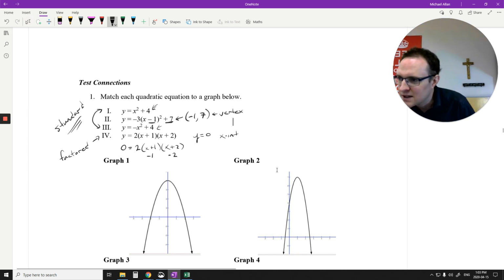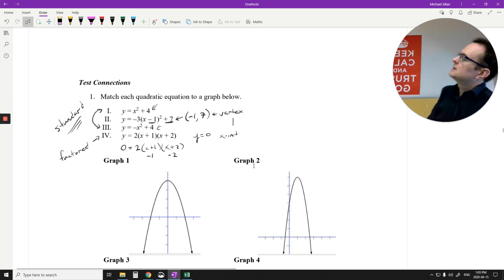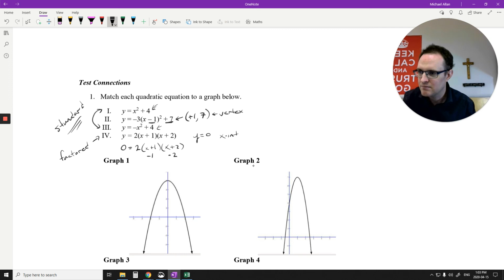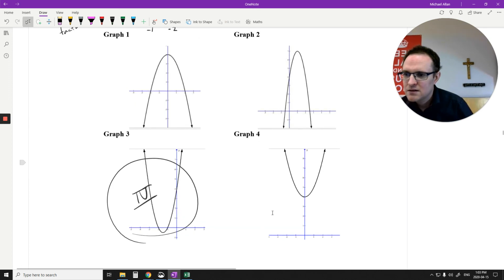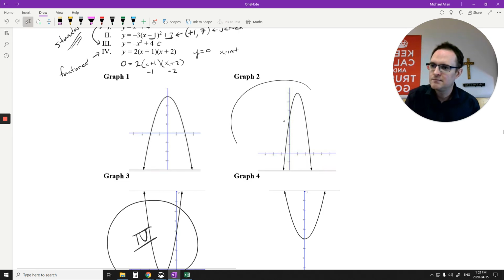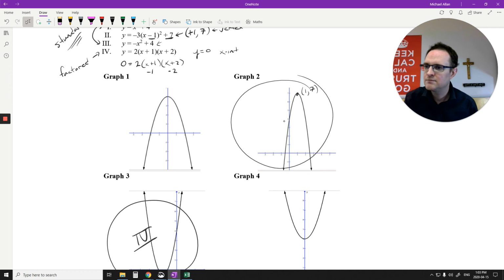So I can look at some of these. Oh, sorry, not -1 and 7. +1 and 7. The negative should be this. It's +1 and 7. Oh, that's this graph here. Let's see if right up here. This is +1, 7. So this is graph 2.